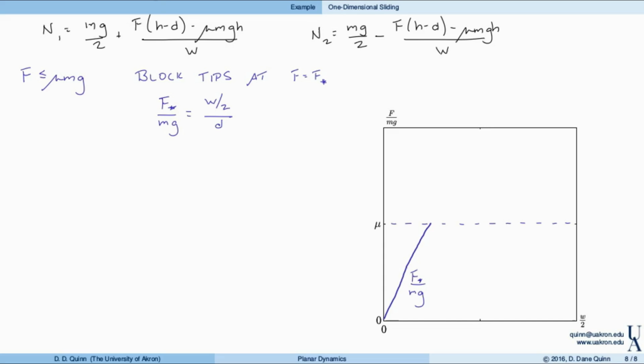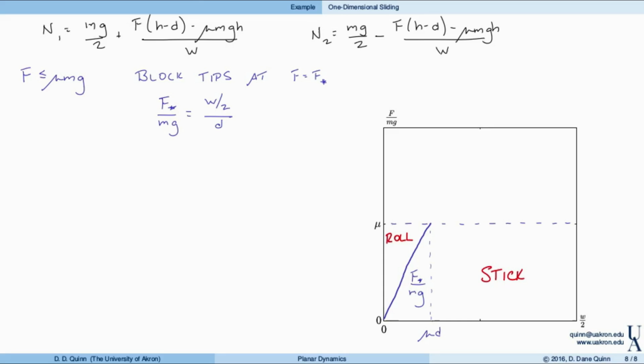And, as before, this point corresponds to mu times d. And this line distinguishes stick from roll. Those are the two cases that happened when the block was not sliding. It can either stay there or it can just roll over on the front edge.